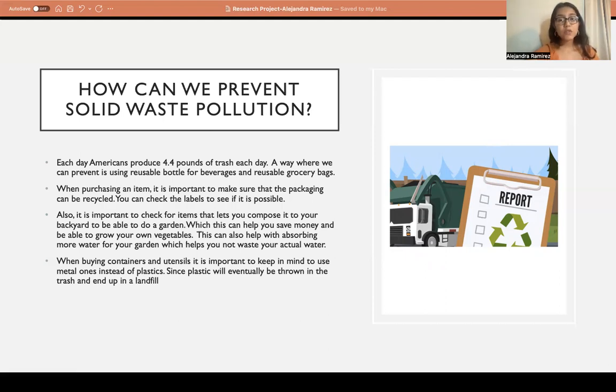When buying containers and utensils, it is important to keep in mind to use metal ones instead of plastic, because remember, plastic is not good for our environment. This has been one of the things that has increased the most in our society because of how much plastic is being found in land and oceans.